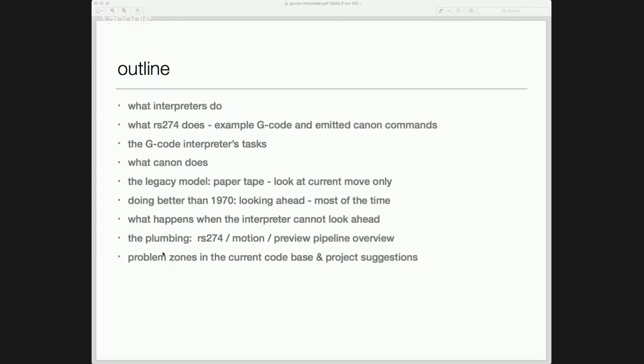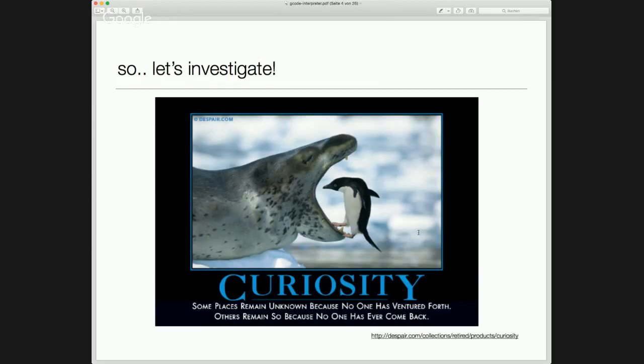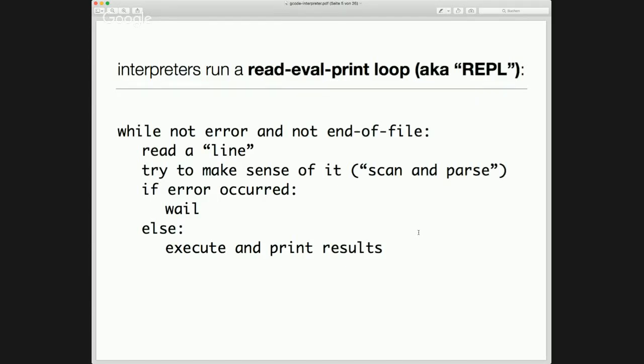So let's jump into it, into investigating what we do next. Just to set the stage, what does an interpreter actually do? Well, it's basically a loop of reading a unit. Let's call it a line for now. Not every language is line-oriented, like Python, for instance, but many are. G-code is, but also, for instance, BASIC. So read a line, then analyze it. In computer science, that's called scanning and parsing, extracting the lexical tokens, making sense of the syntactic structure.